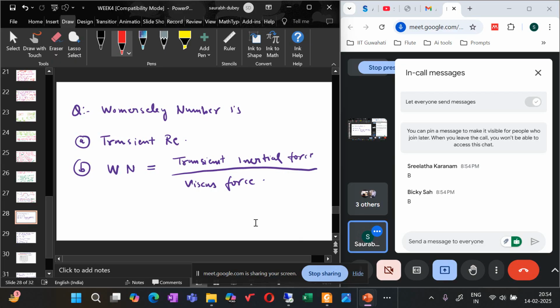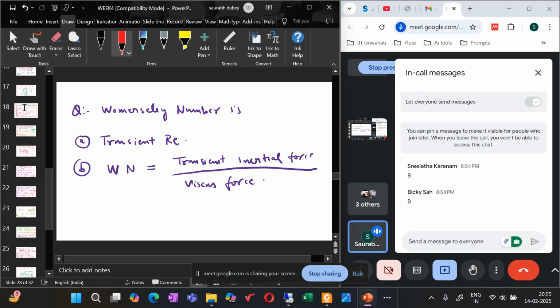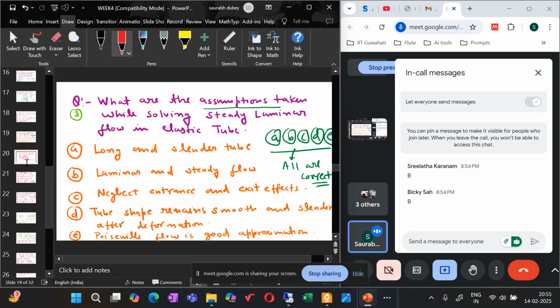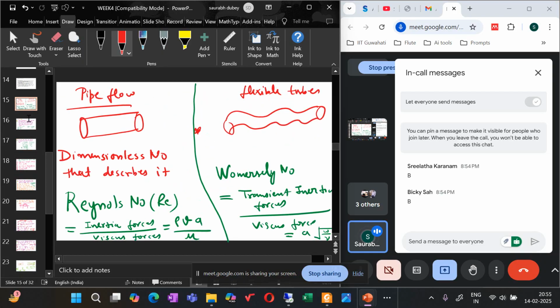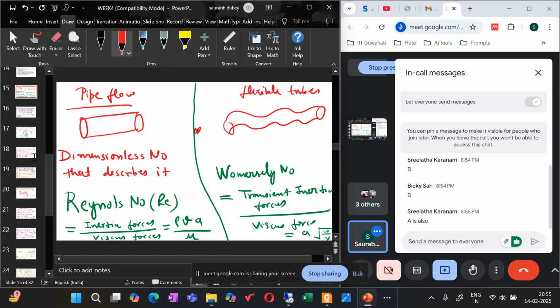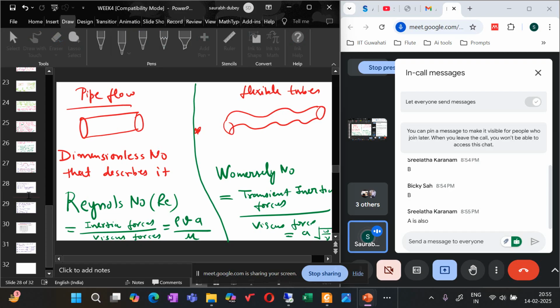B, it is the transient inertial force to the viscous force. B. Why not A? What I am saying is, it is not the Reynolds number, it is the transient Reynolds number. You understand that? I have also explained that in one slide today. The slide where I explained it, I will be taking that here.